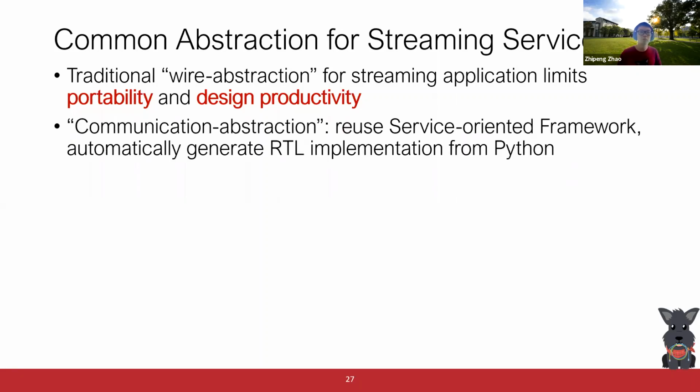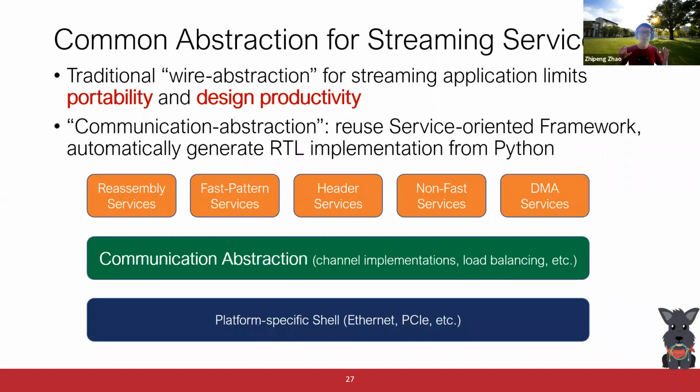And our solution is that we should have a communication abstraction where all of the streaming services are logically connected to a common communication abstraction. They are not directly connected. Logically, they are not directly connected together anymore. They are connected to the single box.